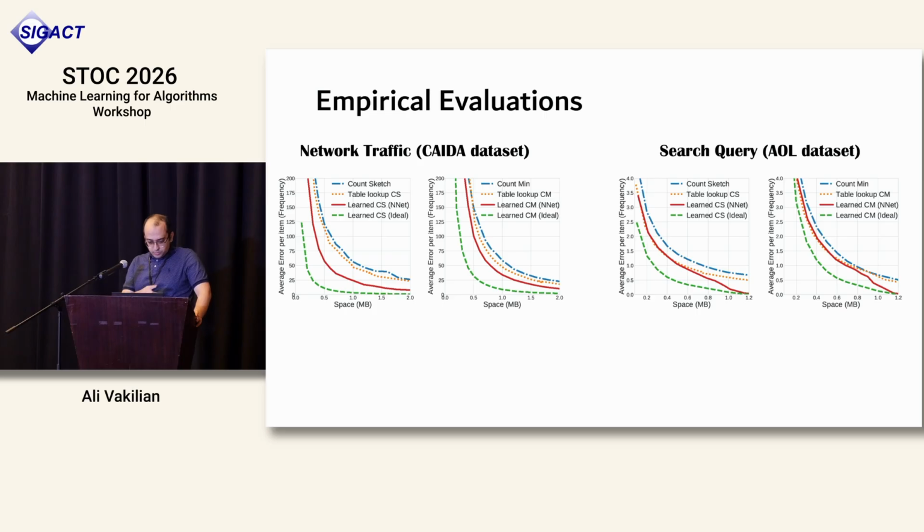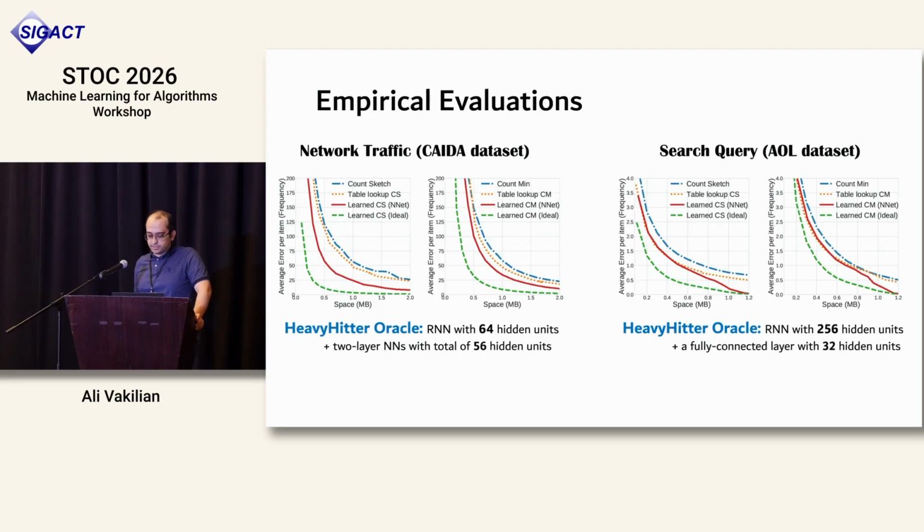Here, the blue one is basically the count mean or count sketch. The orange one is the count mean or count sketch with a lookup table. What the lookup table does is look at a small portion of the stream and then try to memorize the heavy hitters. So it's kind of learning itself, right? It tries to see what the heavy hitters are in the first, let's say, 1/epsilon fraction of the stream, and then treats them as heavy hitters. And then the red one is the learned count sketch or count mean using the neural network implementation. We had this heavy hitter oracle implemented by an RNN. This is basically the spec of that network.